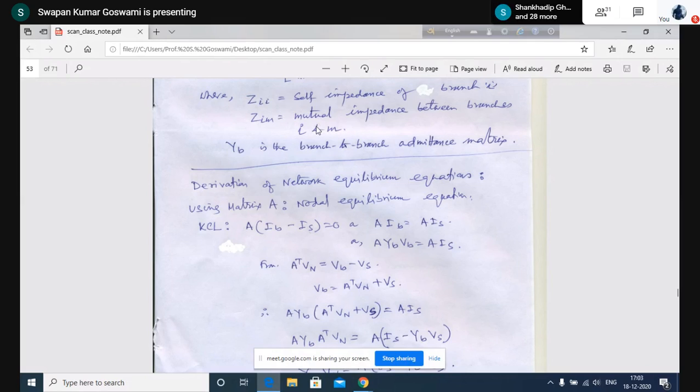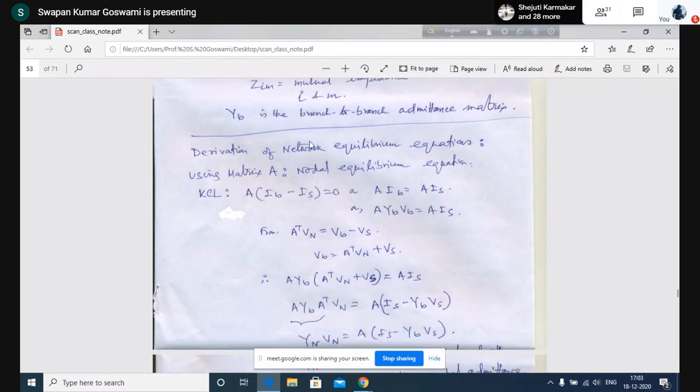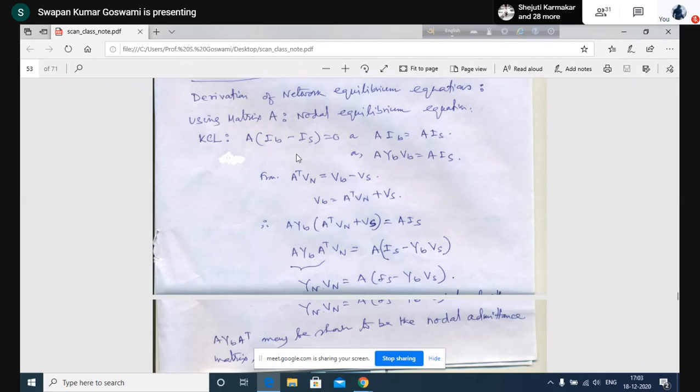Now with this, we can try to derive the equilibrium equation of the network. That means the complete network equation we shall write using the voltage source, current source, and elements of the network branches. For that, let us first write down the equation using matrix A, that means the nodal incidence matrix or node to element incidence matrix. What is the KCL? We start from there.